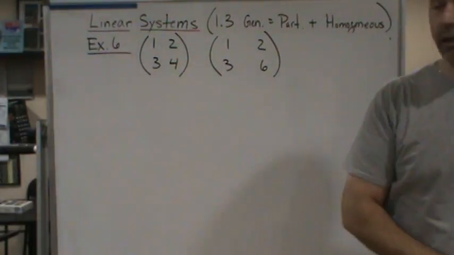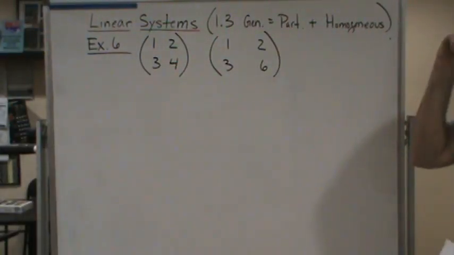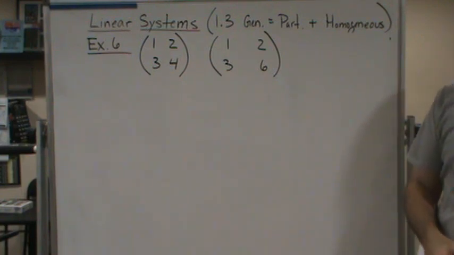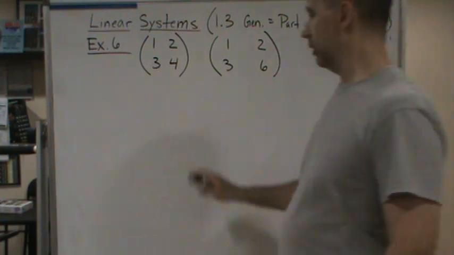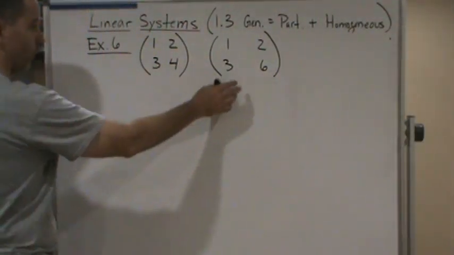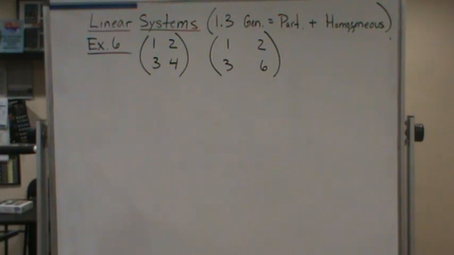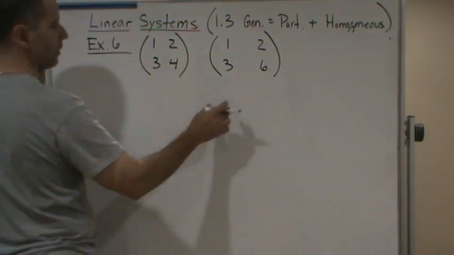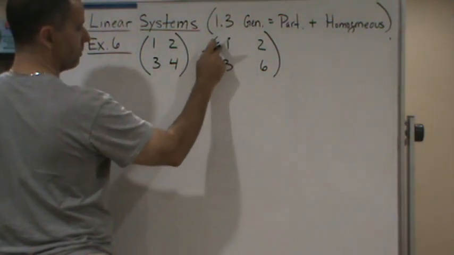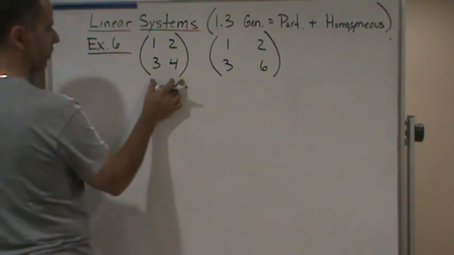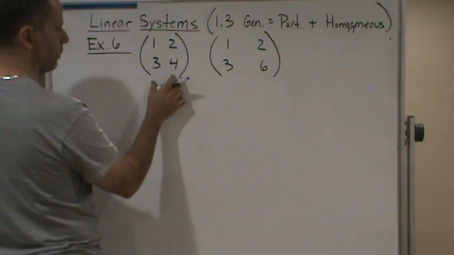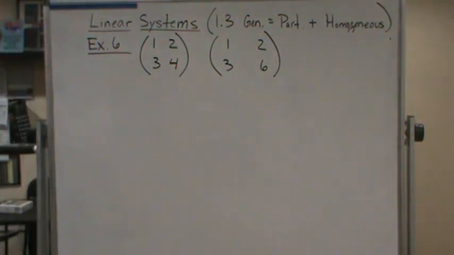Okay, so welcome, and here we have an example where we have two coefficient matrices, and the first one is non-singular and the second one is singular. We can tell because we can see that the second row is a multiple of the first row, and this one here is not. So this is a non-singular matrix. This is a singular matrix.